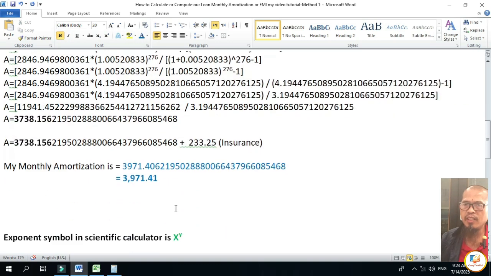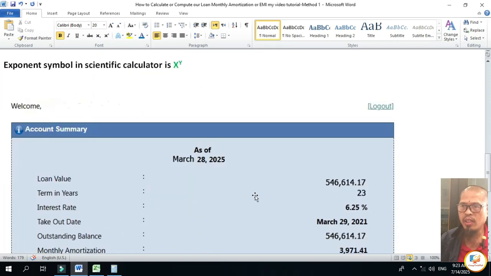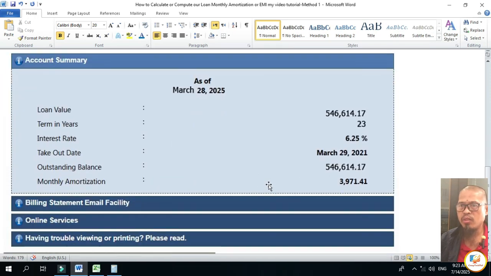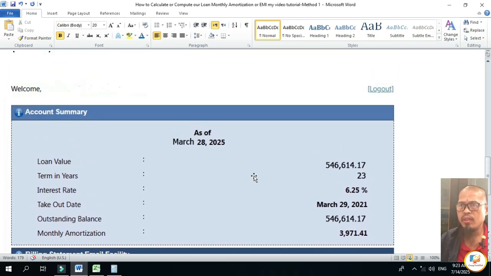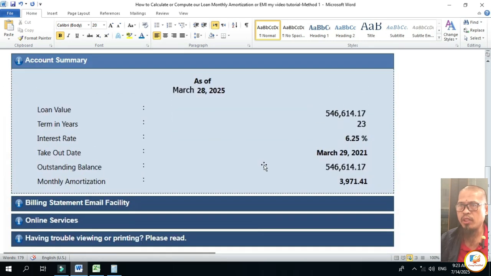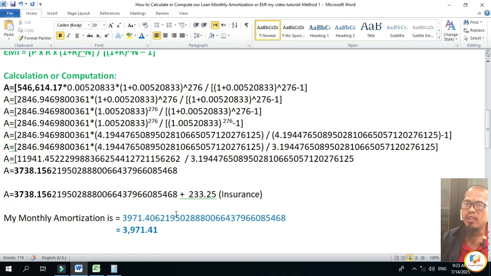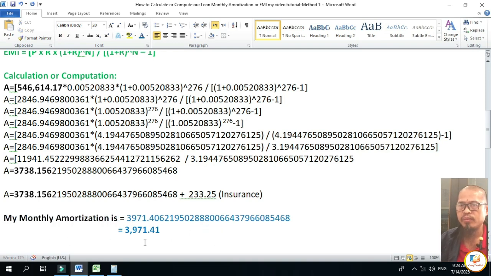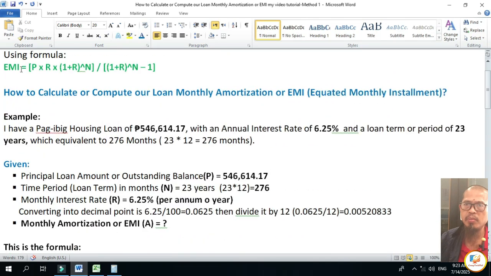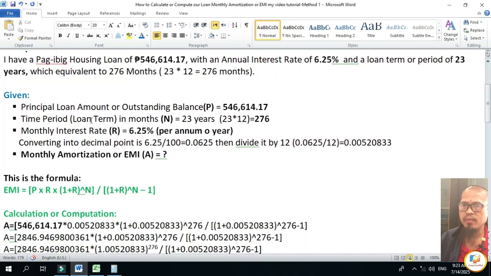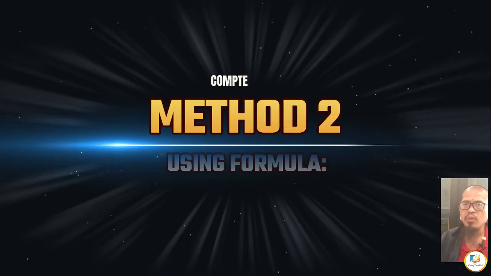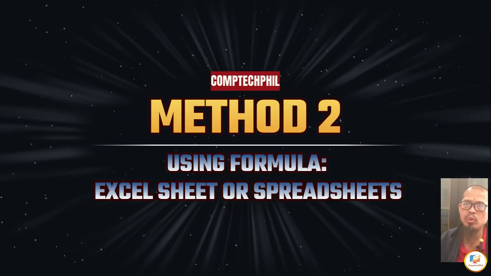So meaning it is accurate based on these figures from the Pag-ibig website. You can see this one, 3,971.41. Okay, so guys, this is the first method on how to compute the actual monthly amortization of our loan or our monthly installment payments. Simply as that, guys, we're using this formula. Now we proceed to method 2.